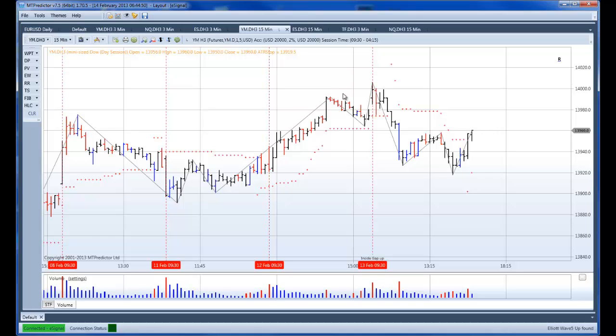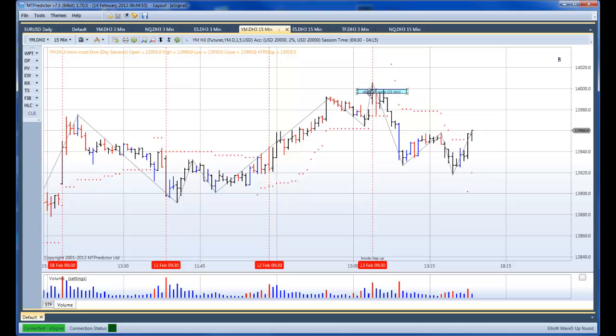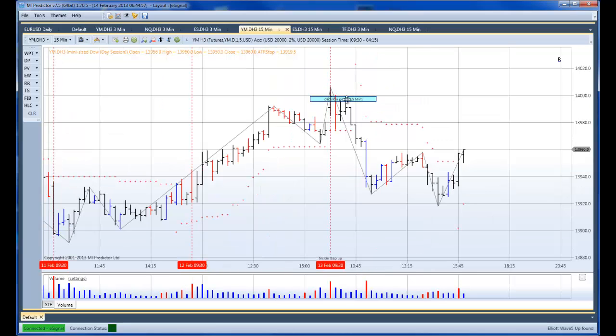Also there was another pivot high here, and we would have also had a decision point off there. And as you can see, that actually nailed the high and gave us the larger degree resistance as well. Please remember that this decision point would have been on your chart as resistance before yesterday even opened. So MTPredictor customers were ready for this resistance and anticipating a decline.